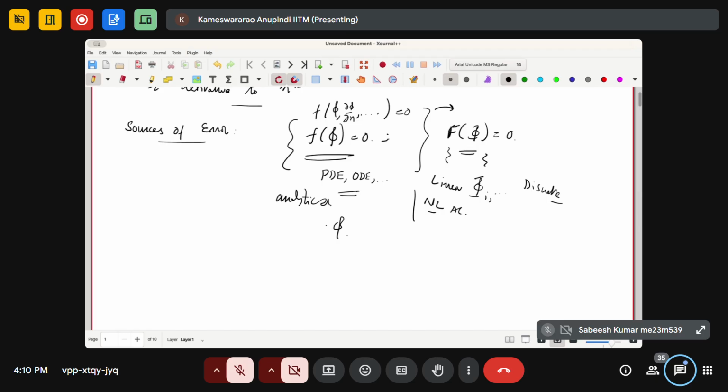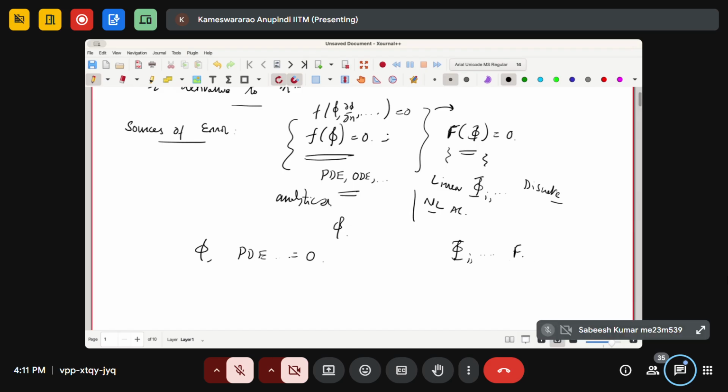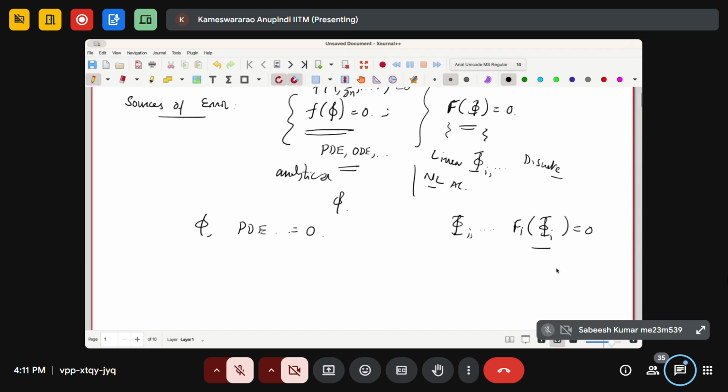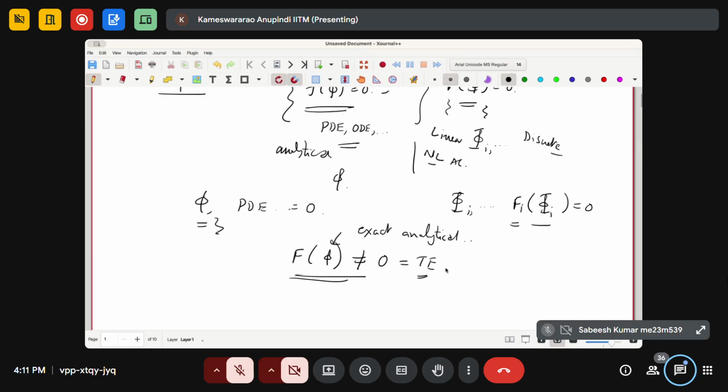Now this little phi will satisfy the partial differential equation exactly, so it's going to give you 0. Similarly, this capital phi i is going to satisfy your discrete algebraic equation exactly. That means F of phi i is also going to be 0, right? But your continuous function phi is not going to satisfy your algebraic equation. So essentially your capital F of little phi will not be equal to 0. This is what we call the truncation error, the amount by which the exact analytical solution will not be able to satisfy the algebraic equation.